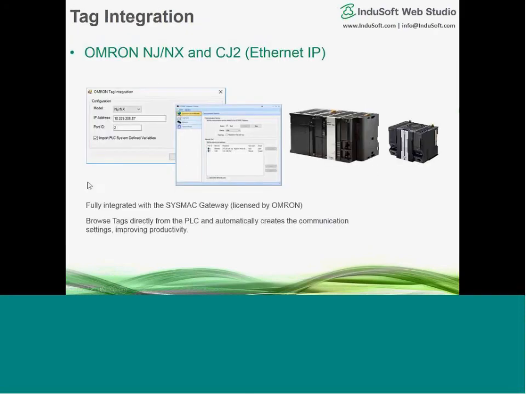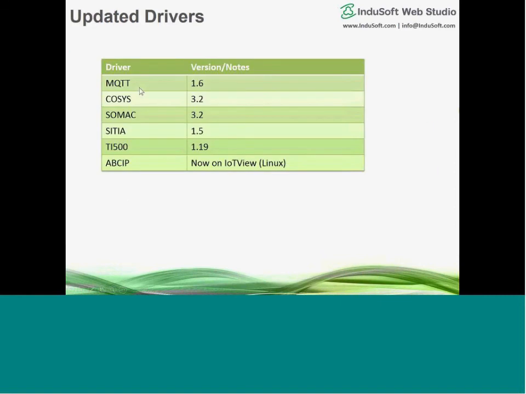All right. We've enhanced the tag integration for the Omron NJ and NX PLCs and the CJ2, although that's only available when purchased and licensed through Omron. So that doesn't affect most of you, but some of you on the call it may. But we also have updated the MQTT, the Code Assist, the SO Machine, the Siemens TIA driver, the TI-500, and the ABC IP driver, which is Ethernet IP, is now available on IoT View for Linux.